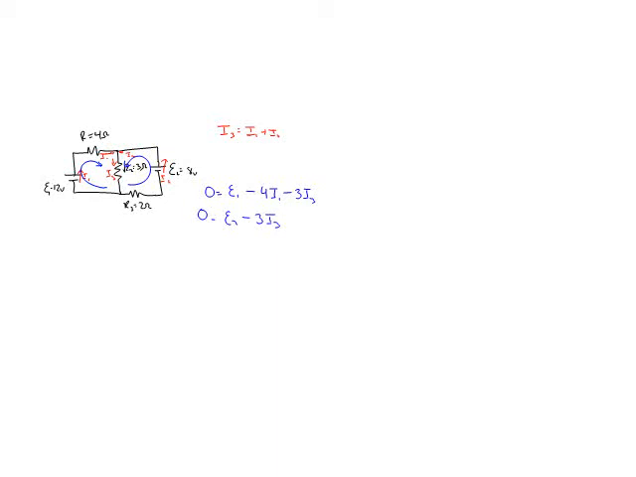The I is also going this way because it comes down this way. So this one's going to be negative 2, and it's going to be I2. So there's another one.